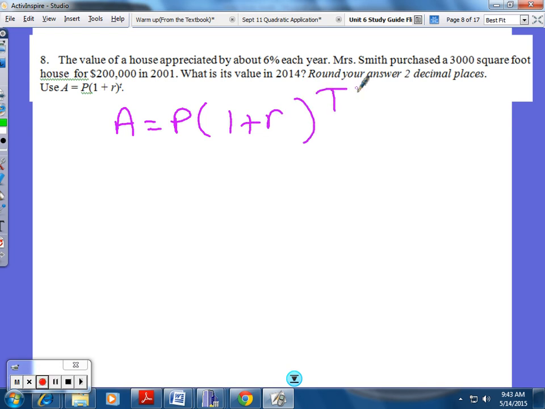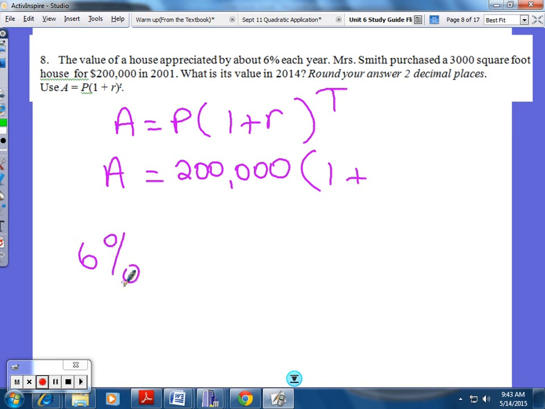Again, T stands for time, R stands for percentage rate as a decimal, and P stands for the amount of money that your house was worth in the beginning, or the amount of money that you put in the bank in the beginning. So our house was $200,000 at the beginning. The percentage rate was 6%, but we have to change that to a decimal. So you do that by dividing by 100, or moving your decimal point to the left 2 times. 1, 2. And then fill up the hole with the circle. So it's 0.06. Don't forget to change the percentage to a decimal.